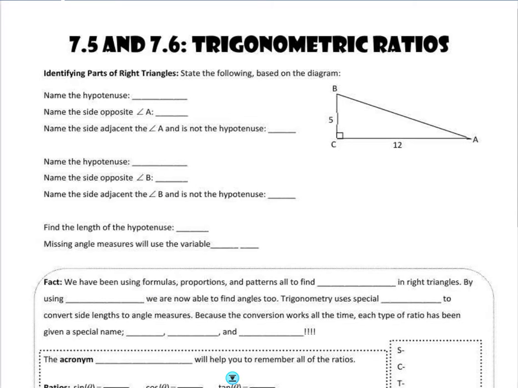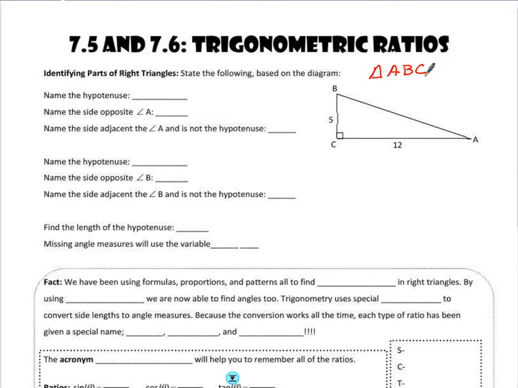So this is a video lesson on 7.5 and 7.6 trigonometric ratios. The first thing we're going to do is identify the parts of a right triangle, and we're going to use the diagram here to the right to identify its parts. This would be triangle ABC. The parts of a right triangle are the three interior angles and the three sides that form that triangle.